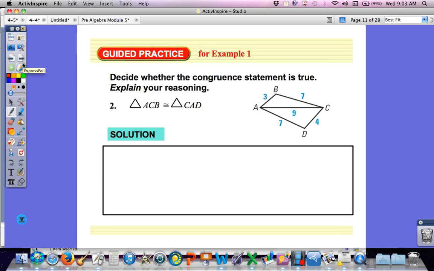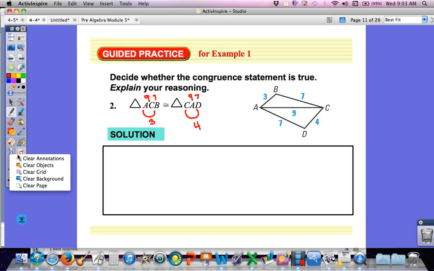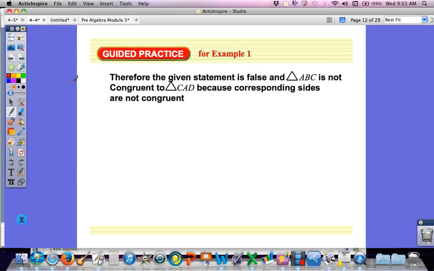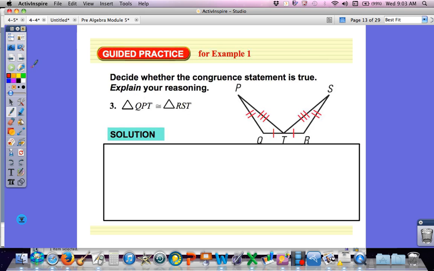Okay? Number 2, decide whether the congruent statement is true. So AC is 9 and CA is 9. CB is 7 and AD is 7. AB is 3 and that corresponds to CD, which is 4. Oh, those sides are not equal, therefore the triangles are not congruent. Oh, there's the whole explanation of that. Okay, you should be able to do this one.